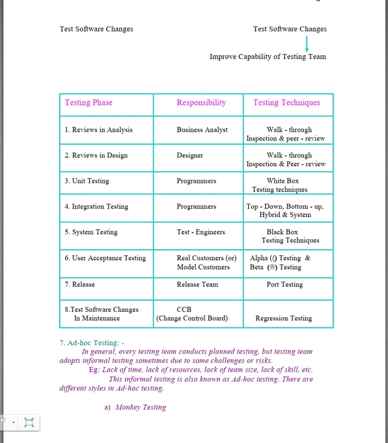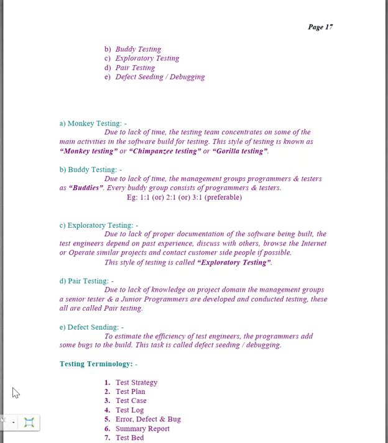Then we have something called ad hoc testing. In general, every testing team conducts planned testing, but the testing team adopts informal testing also sometimes. This is known as ad hoc testing because of lack of time, lack of resources, etc. There are different types of ad hoc testing. One is known as black box monkey testing, then buddy testing, exploratory testing, pair testing, and defect seeding and debugging.